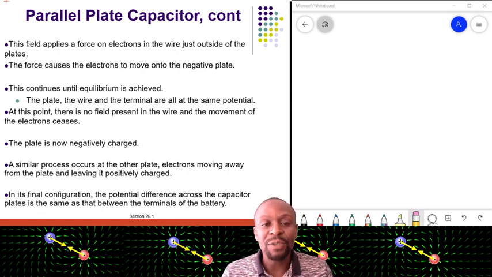A similar process occurs on the other plate, the left plate, with electrons moving away from the plate and leaving it positively charged. In its final configuration, the potential difference across the capacitor plates is the same as that of the terminals of the battery. And at that moment, the charges are not flowing because the capacitor is fully charged.